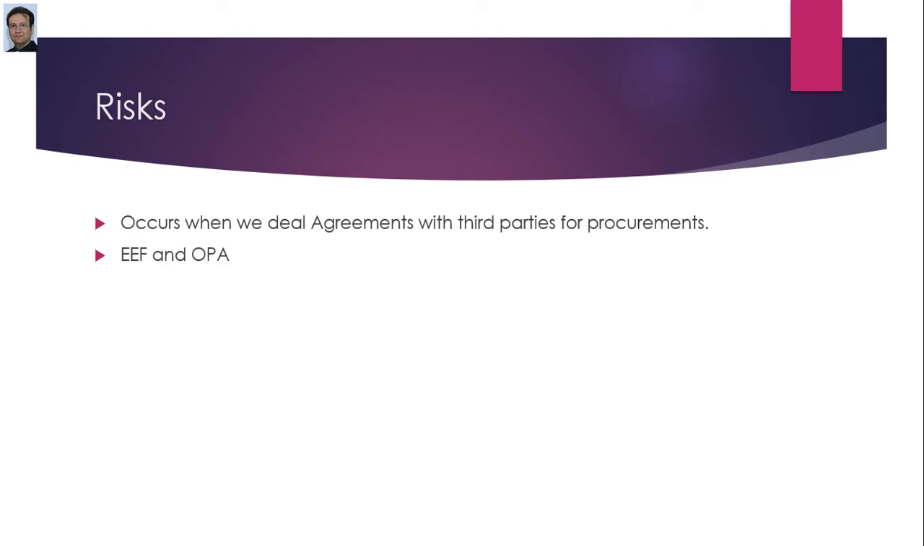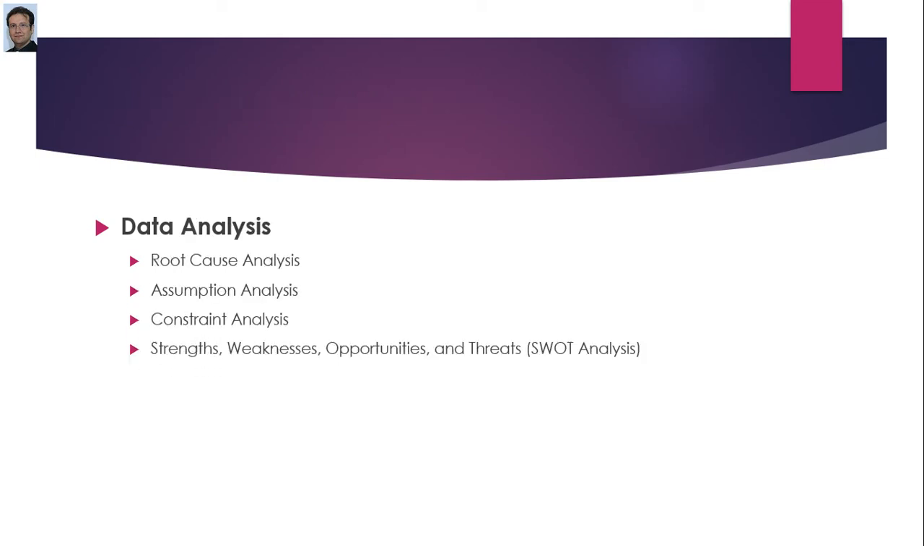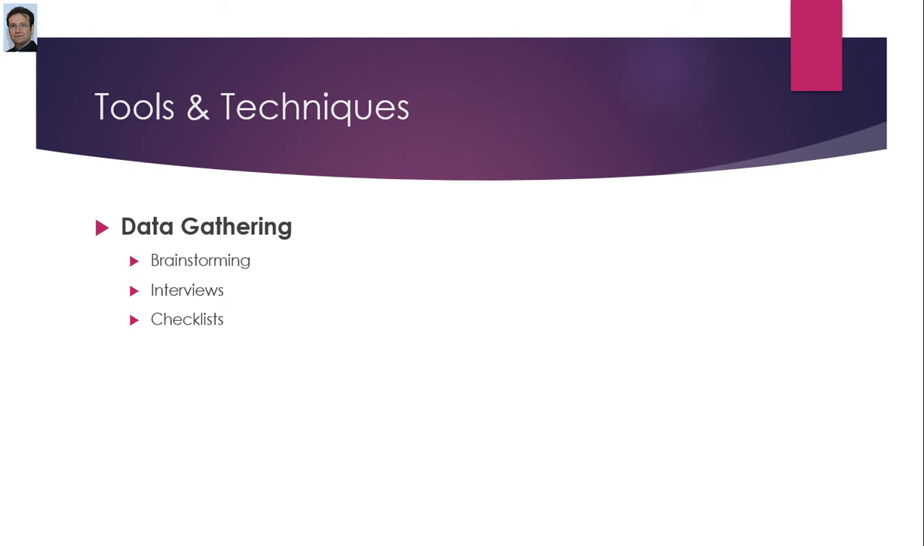Enterprise environmental factors and organizational process assets are the common inputs in all processes of project management. So let's discuss tools and techniques. We have talked in detail in different videos about data gathering, which includes brainstorming, interviews, and checklists. The goal of brainstorming is to obtain a comprehensive list of individual project risks and sources of overall project risk.